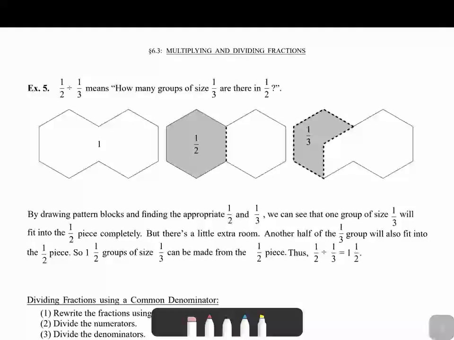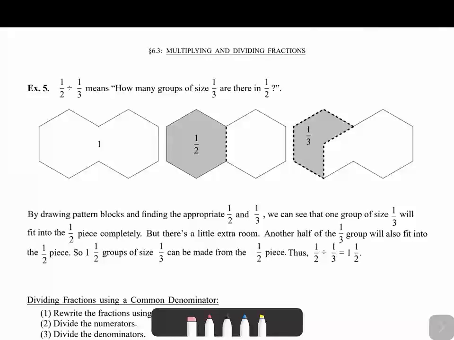Hi everyone, this is the fourth video for section 6.3 on multiplying and dividing fractions. So like I said at the end of the last video, we're going to start this video by talking a little bit more about the models that we can use for division of fractions. So we're going to do an example now where we talk about 1/2 divided by 1/3.